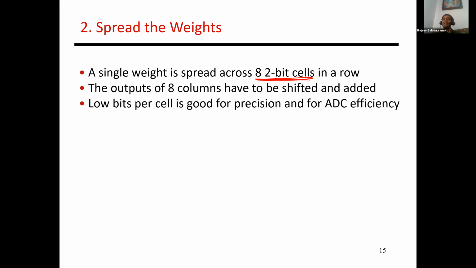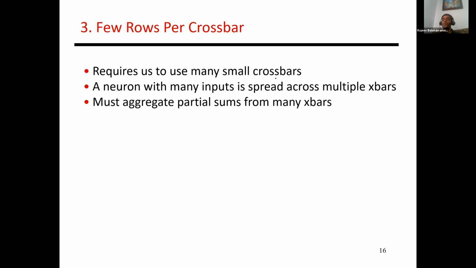The third thing I'm going to do is I'm just going to have a few rows per crossbar. And so in this work, there are only 128 rows. And so if a neuron has more than 128 inputs, which is the common case, then that neuron computation has to be spread across multiple crossbars. And so again, you have to aggregate the partial sums coming out of each individual crossbar.